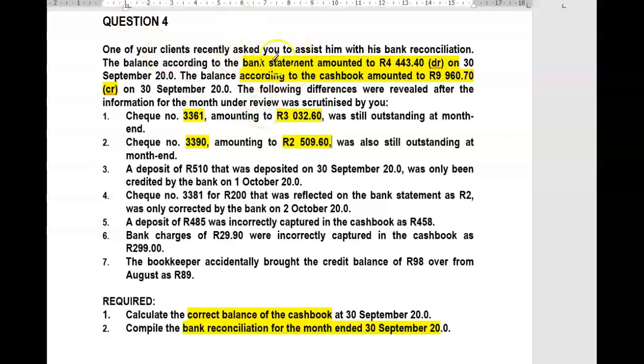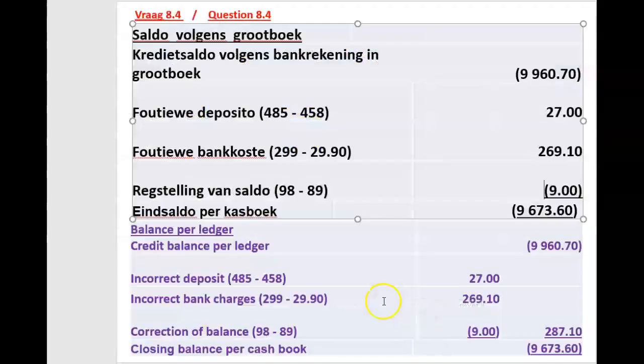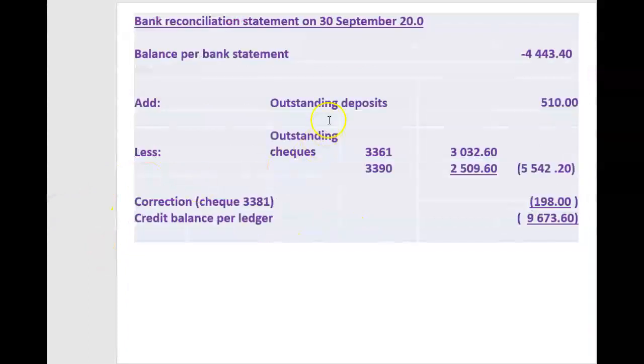Now if we have started with a bank statement balance, what will the impact be on the bank statement balance when these checks actually are presented for payment to the bank? It is going to reduce the bank statement balance. As soon as the bank pays out a check or debit order or something to that effect, it is going to decrease our bank statement balance. So less outstanding checks, 3361 for 303,260 and 3390 for 250,960.